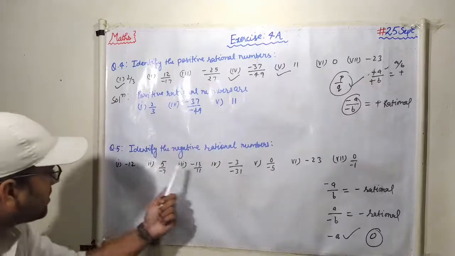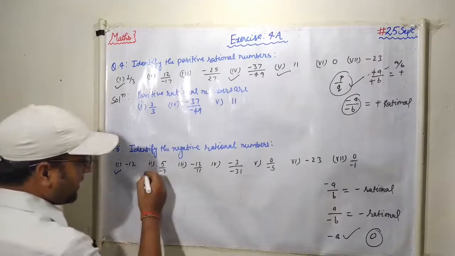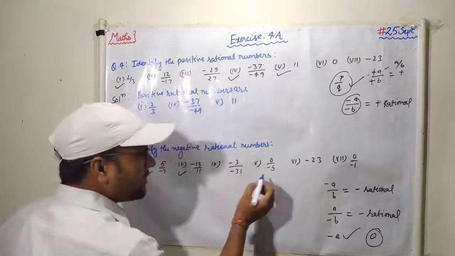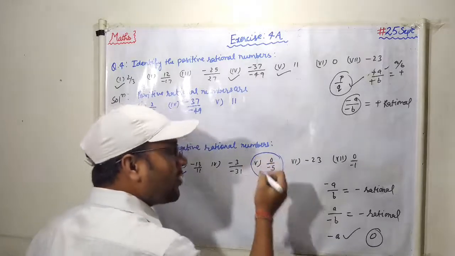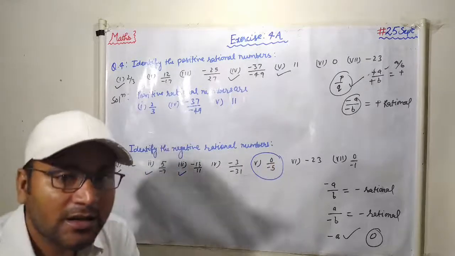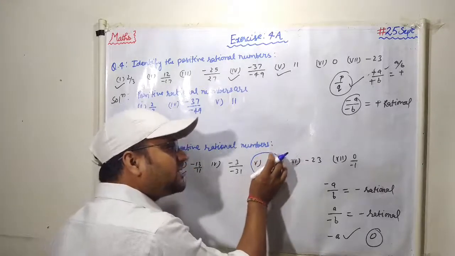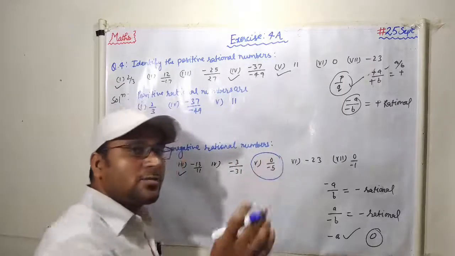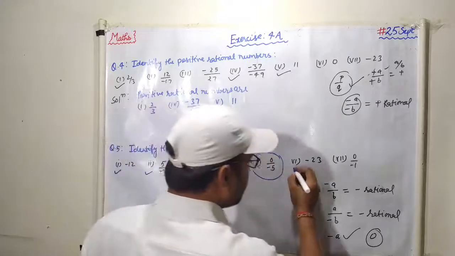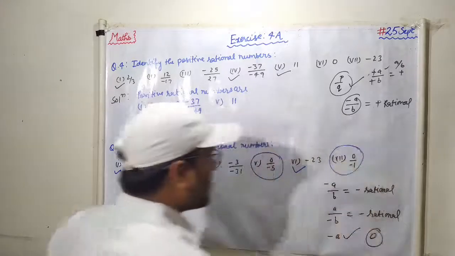So in this one, which one is a negative rational number? First one, correct. Second one, correct. Third one, yes. Fourth one, no. Fifth one, don't consider this one, 0 upon minus 5. By seeing this sign, you cannot write this one as a negative rational number, because the deciding condition here is that 0 is neither positive nor negative. So it is not a negative or positive number. You will not consider this one also.